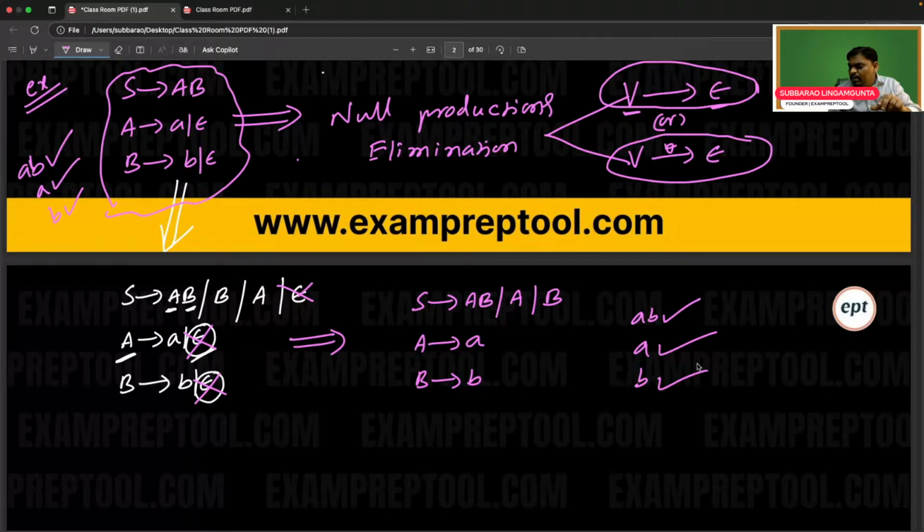But there may be one minor difference. What is that? In the original grammar, epsilon is possible. How? S goes to AB, A by epsilon, B by epsilon. So in the original grammar, epsilon is possible.